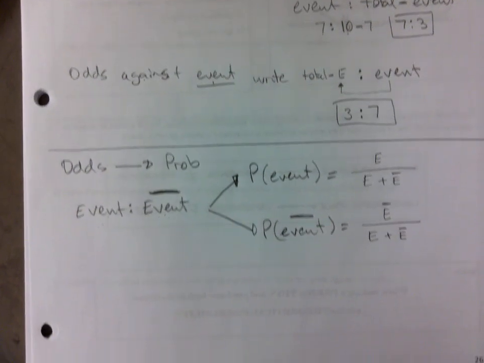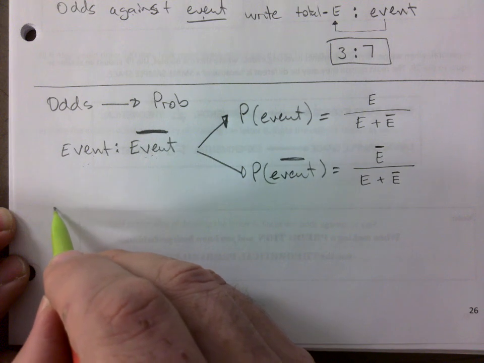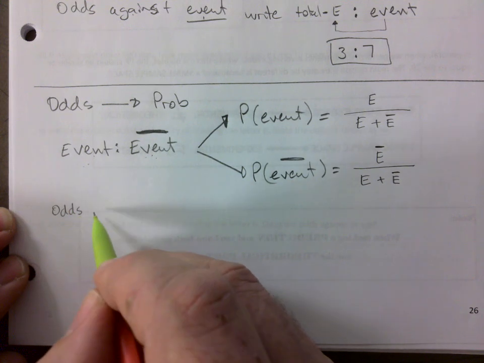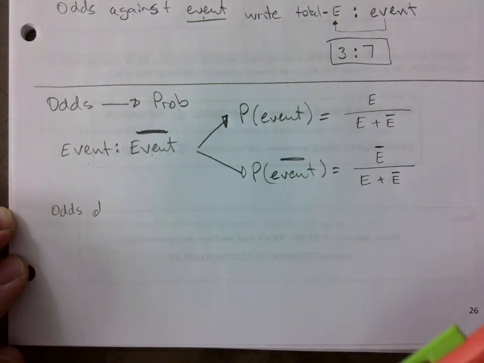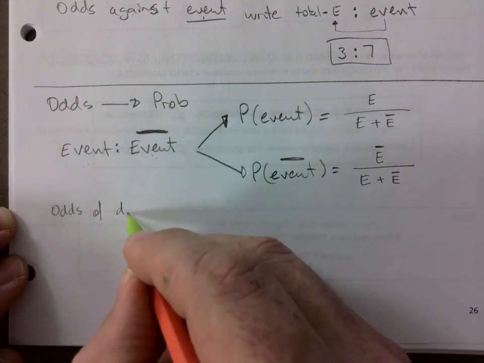Let's do an example. I think it would be nice to have an example here. Odds of drawing a jack.